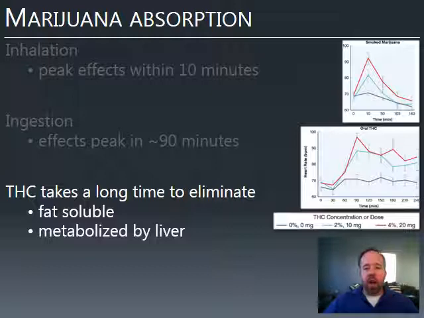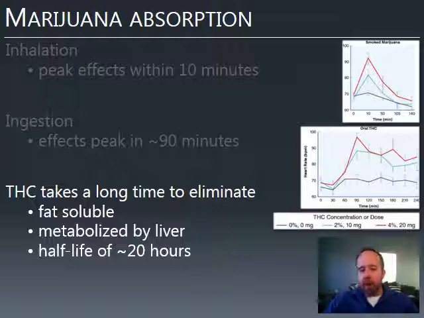Eventually, it gets metabolized by the liver, which of course is an organ that metabolizes a lot of different drugs. It has a half-life of about 20 hours, which means that once it's taken into the body, after 20 hours, there's about half as much THC left in the body as there was initially. And this is compared to just a couple of hours for something like alcohol.